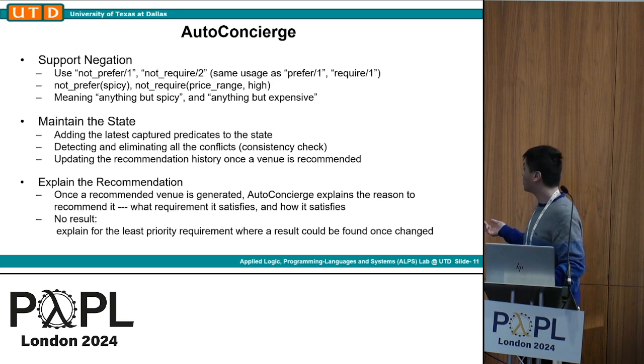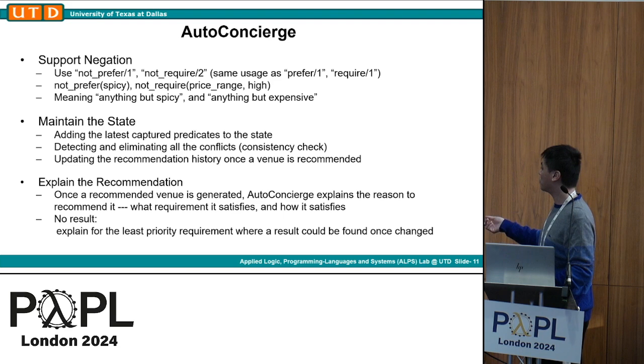And about explaining the recommendation. Once a recommended venue is generated, AutoConcierge explains the reason as well. And if there's no result, it explains the lowest priority requirement where a result could be found once changed, which mainly says what you should modify to find a result.